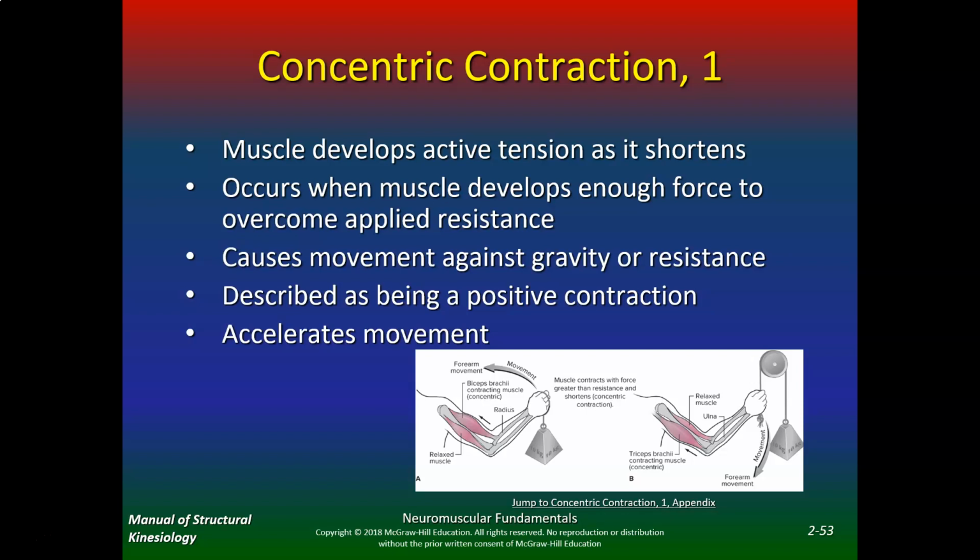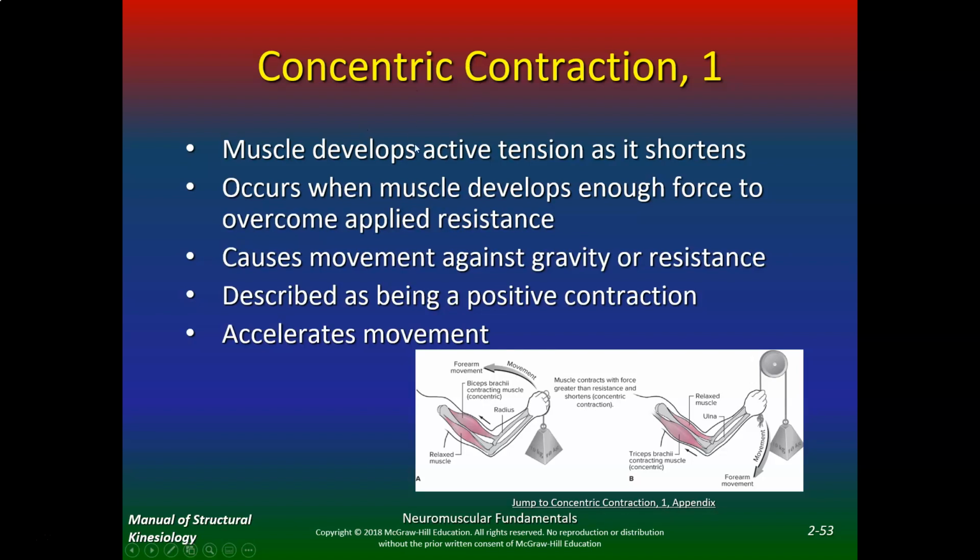So going back to concentric contraction, the muscle develops active tension as it shortens. It occurs when muscles develop enough force to overcome the applied resistance. It causes movement against gravity or resistance, described as being a positive contraction. Accelerates movement. So look at this. This is 10 kilos, right? So about 22 pounds here.